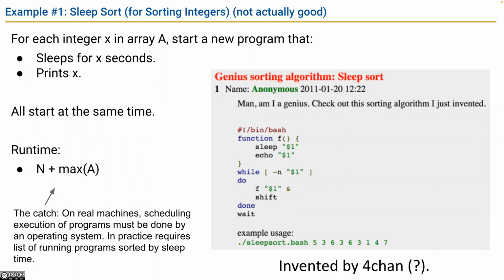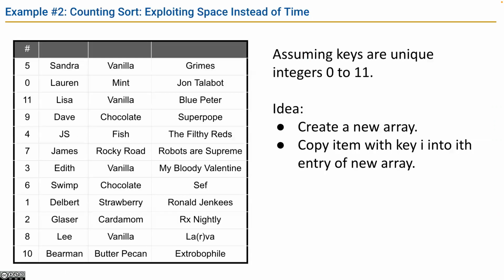Yeah. It's a thing you can learn about. That's a cute approach. So what we're going to do is something kind of like this, but instead of exploiting time, we're going to exploit space. Okay? So what we're going to do is I have here 11 records.